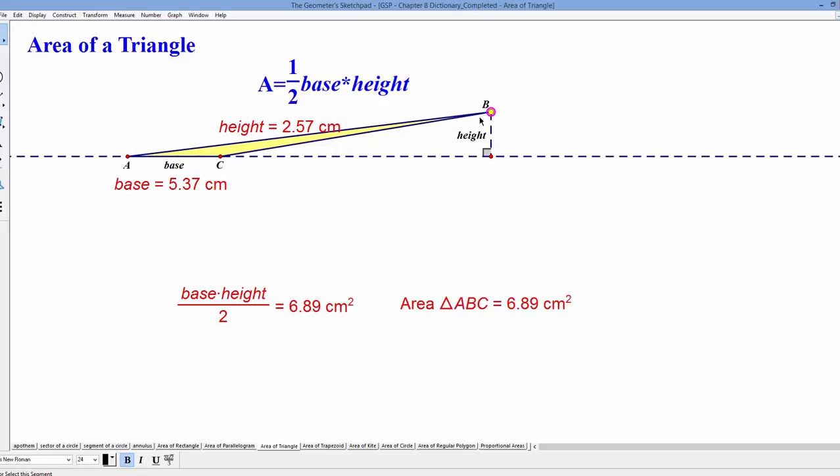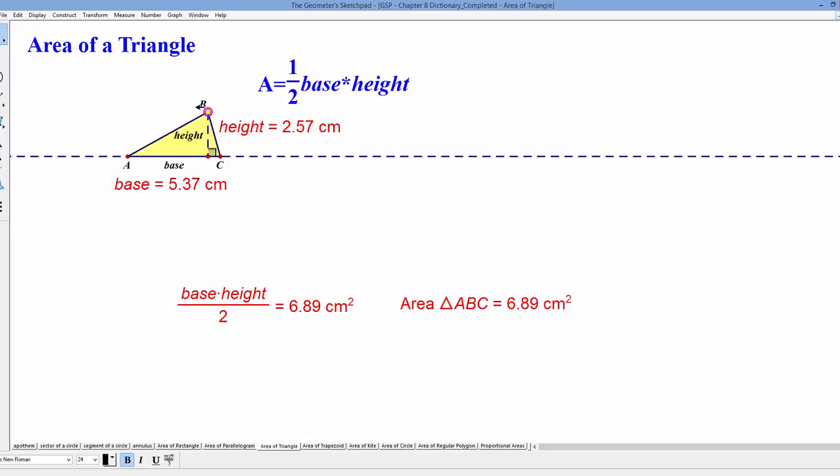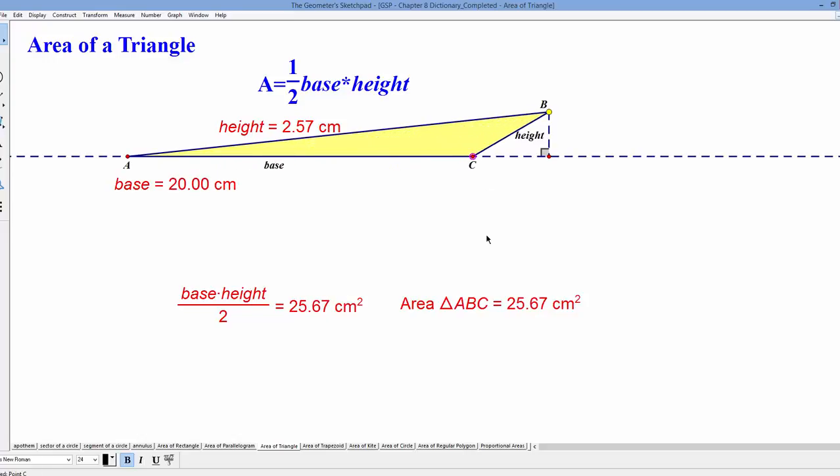What's interesting to note here is that as long as the base and the height do not change in value, the area will always be the same. So all of these triangles that I'm showing you here will all have the same area because the base and the height are not changing. Now if I was to then manipulate the base, you can see that will have an effect on the area.